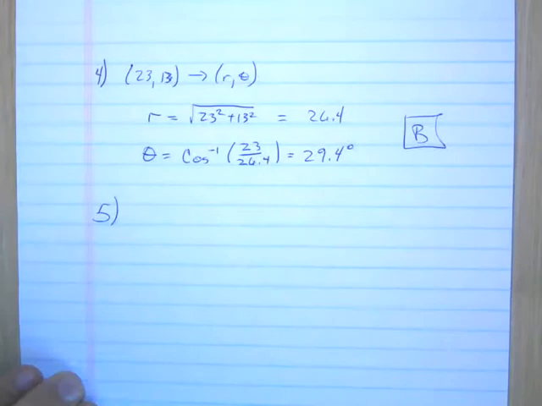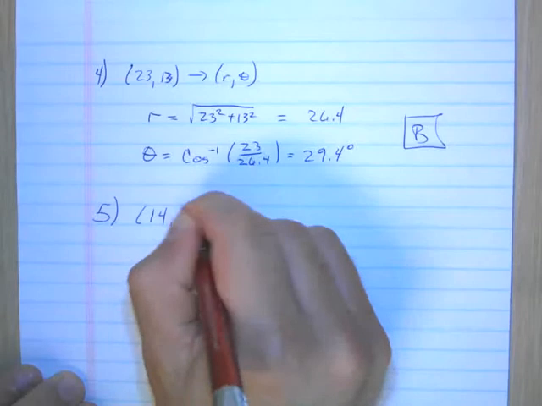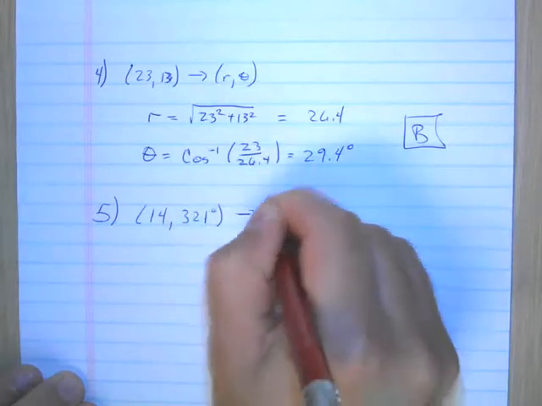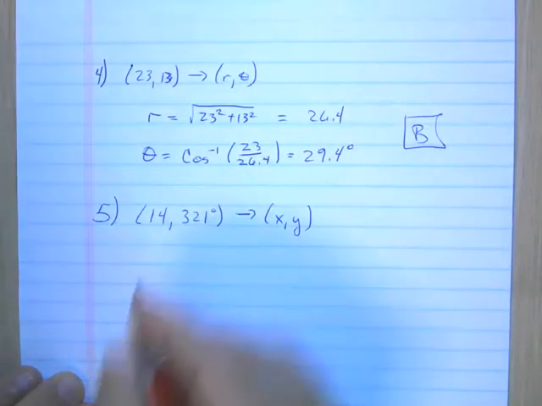5. Convert 321 degrees to rectangular coordinate system, or Cartesian coordinates.